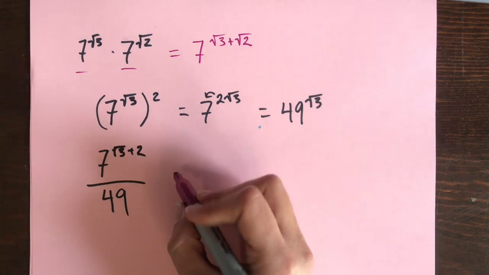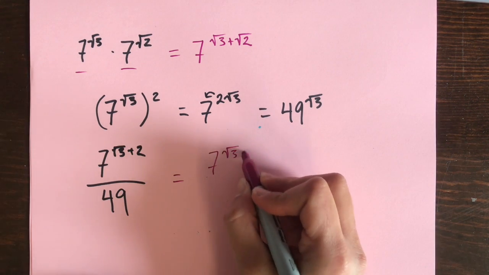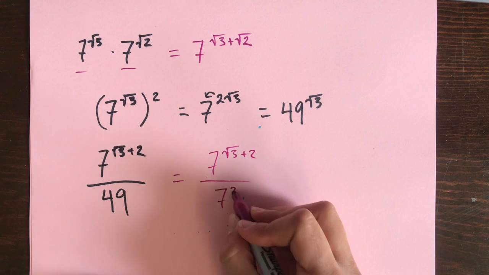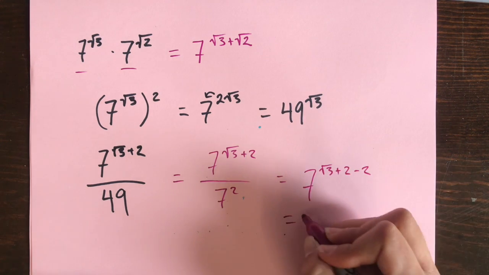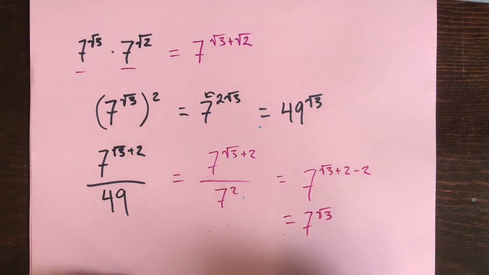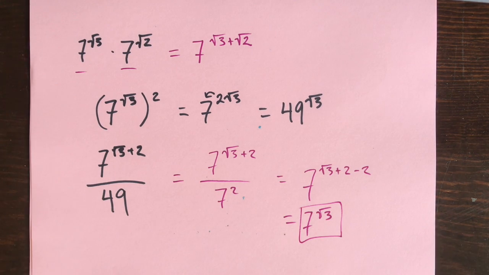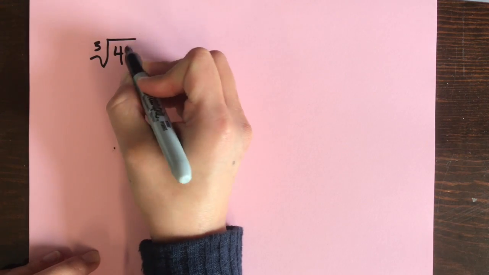Let's go ahead and do this next example. The first thing I'm going to do is I'm going to change 49 to be 7 squared. That way I have the same base. And because I have the same base, I can actually subtract their exponents. So if I subtract their exponents, I get 7 to the power of rad 3 plus 2 minus 2, which those 2's cancel out, and I just get 7 to the power of root 3. Excellent. Let's go ahead and do another example with a different sort of radical.